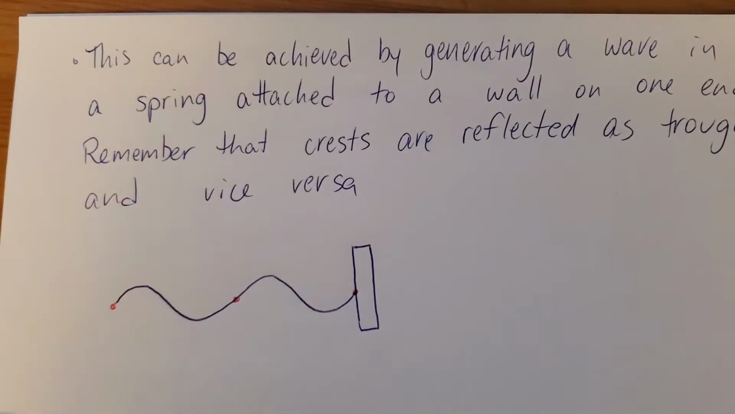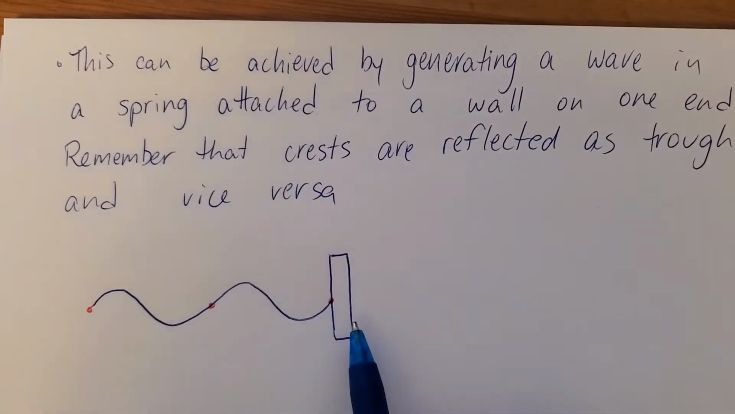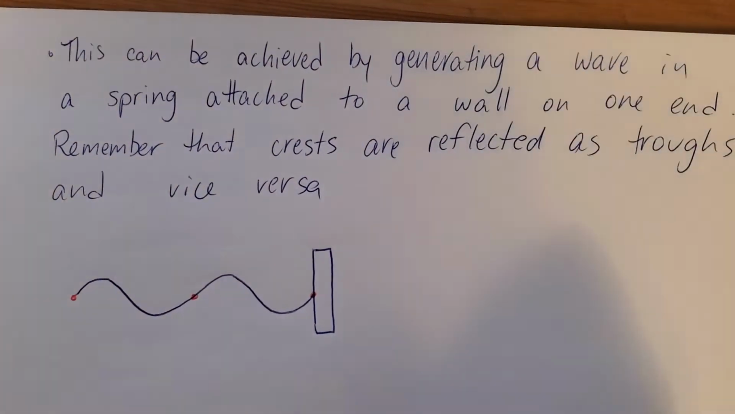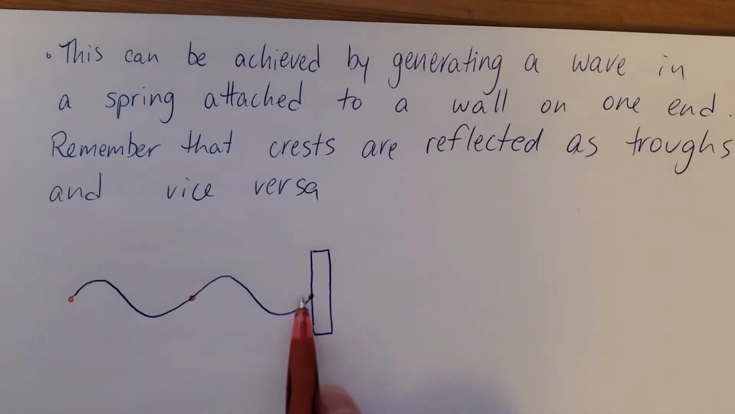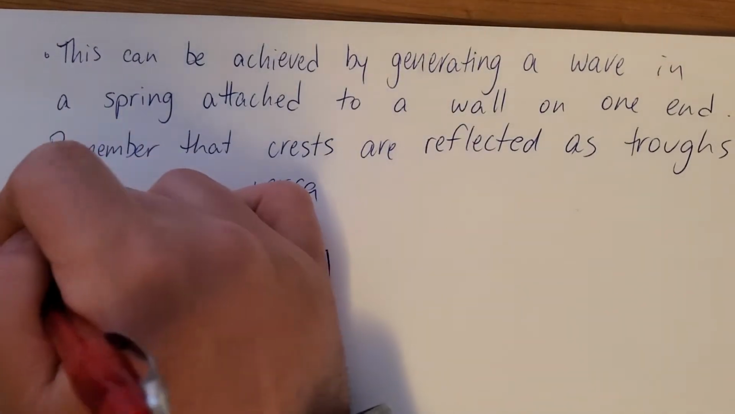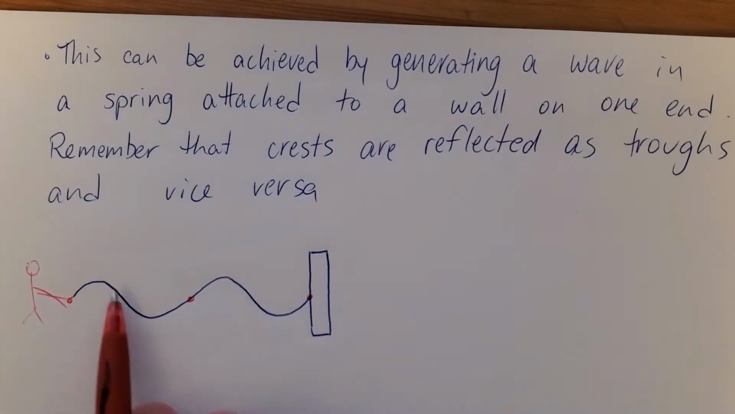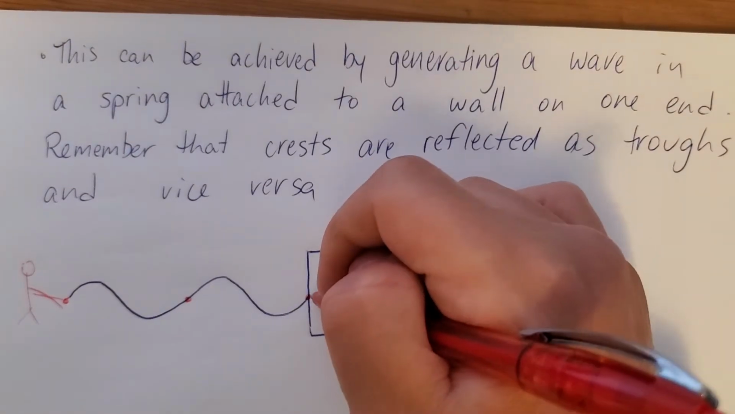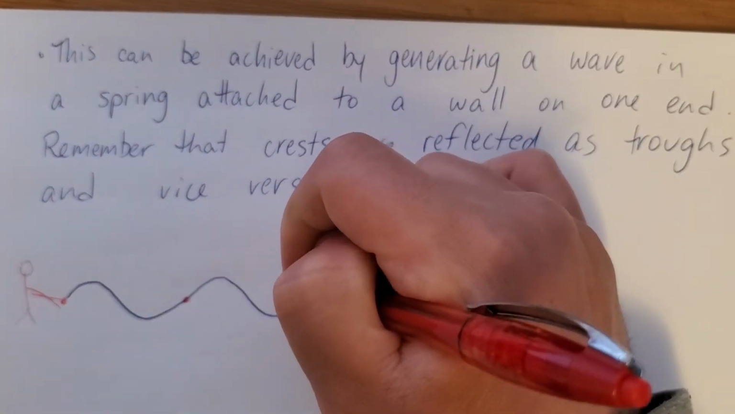We can achieve this by just generating a wave. Say this is a spring. It's attached to a wall. Remember that crests are reflected as troughs. What I really want to point out is I drew this spring, and say this is a person holding the spring. The distance is two wavelengths. And that's special because what you're going to see is it hits the wall here and reflects like this.